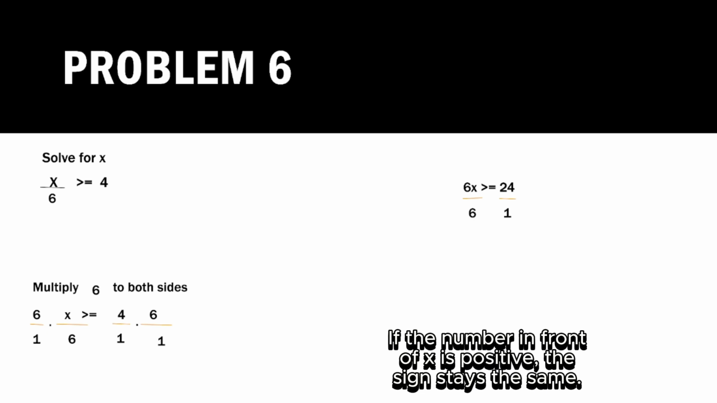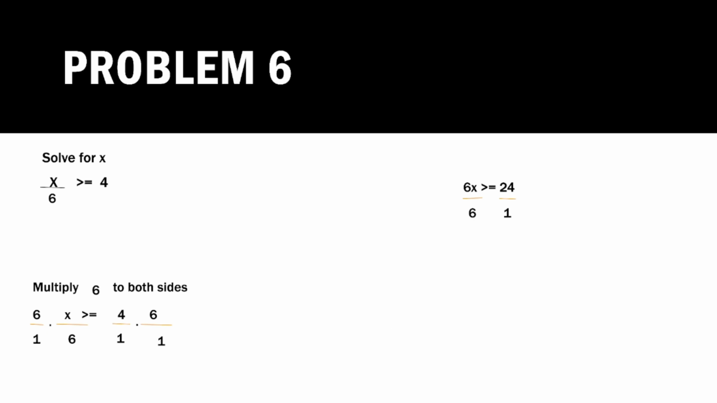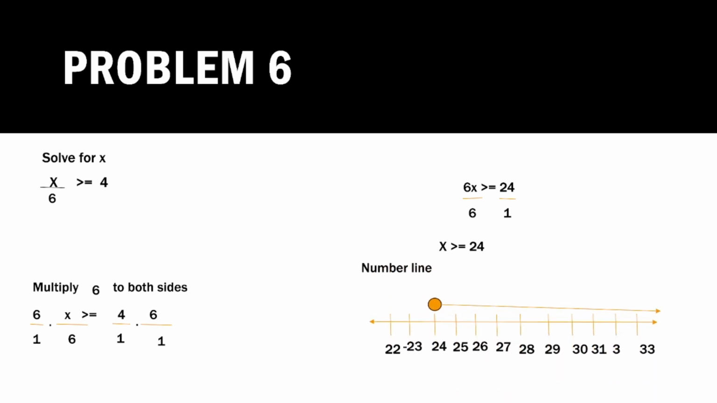I forgot to mention that. Every time you do not see a negative in front of x, the sign stays the same. The inequality stays the same. And now after that, you simplify it. You get x is greater than or equal to 24. So that's going to be your answer. And now to put it in a number line, you are including the 24. So we shade in the circle. And it could be numbers greater than 24. So 25, 26, so on and so forth.